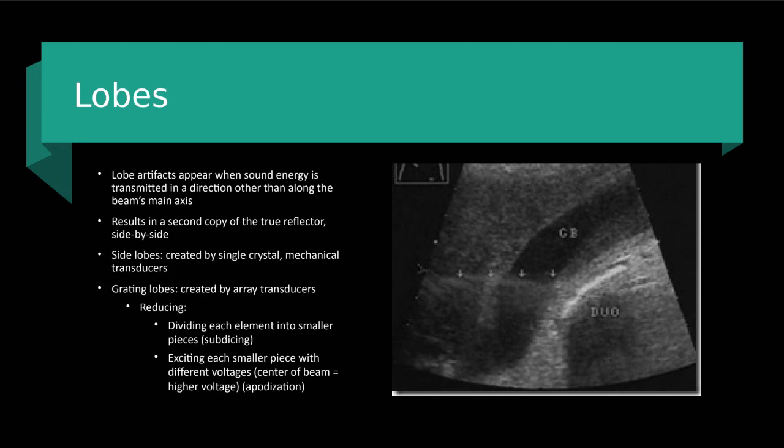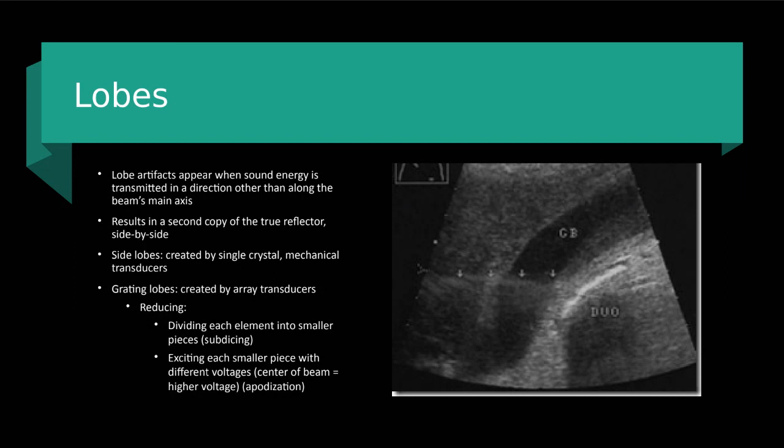We do have two different types of lobes that we have to be aware of. We have side lobes and grating lobes. Those side lobes are going to be created usually by mechanical transducers. So we're not using those too often. We're mainly using array transducers. So that's going to be more of our grating lobe artifact. And they're both going to appear the same way. It all just depends on what transducer you're using. That would determine if it's side lobe versus grating lobe.